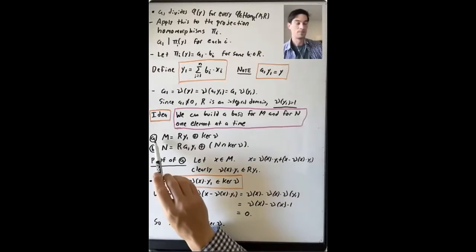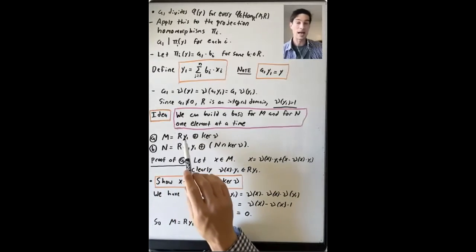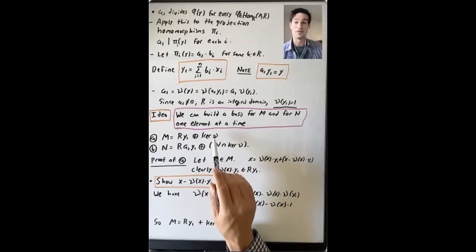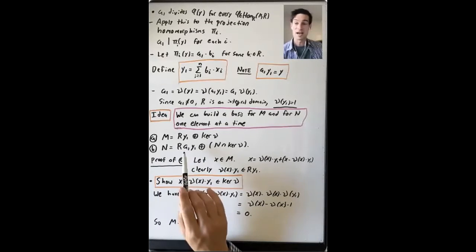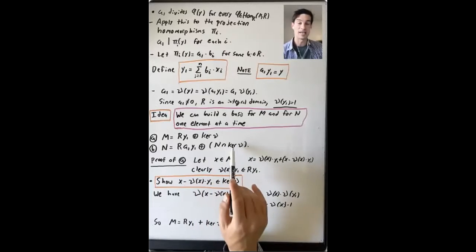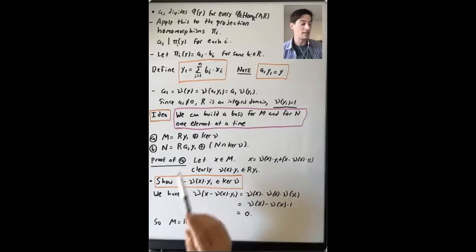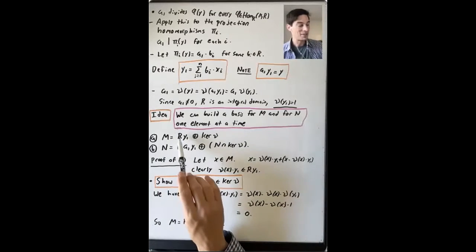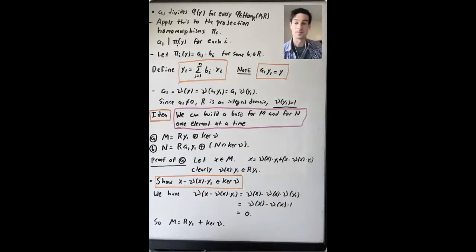Okay, so we're going to prove two things. First, that M is a direct sum of Ry1 plus the kernel of nu. And N is equal to a direct sum of Ra1y1 plus N intersect the kernel of nu. Remember, this direct sum means that every element of M can be written uniquely as something in Ry1 plus something in the kernel of nu.